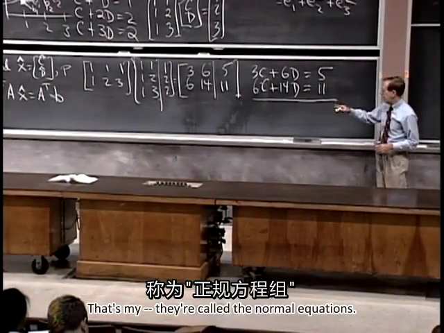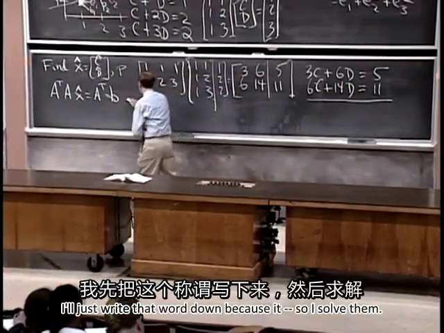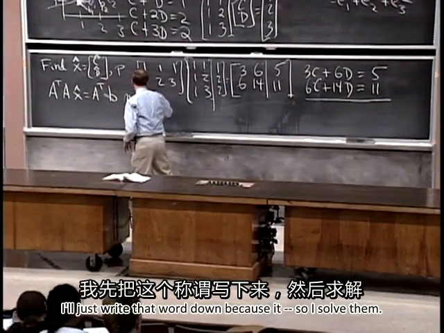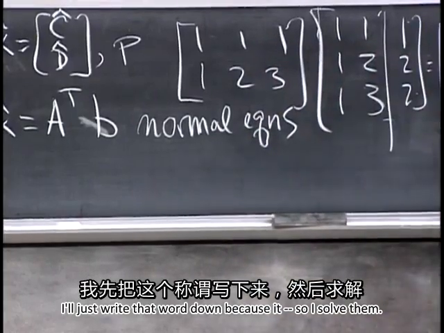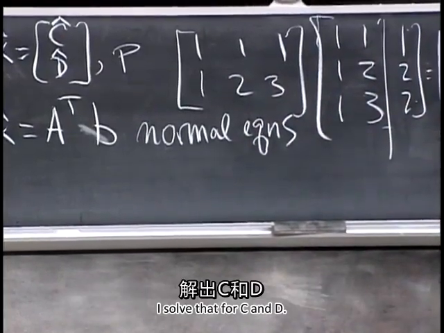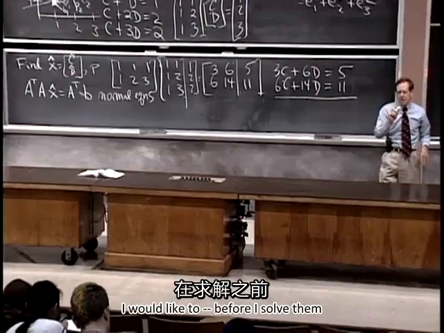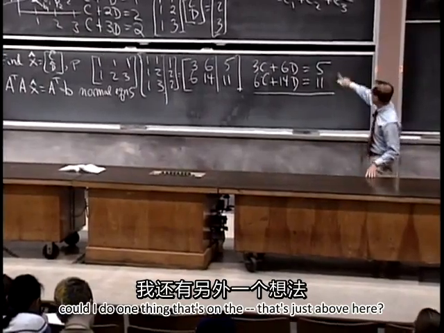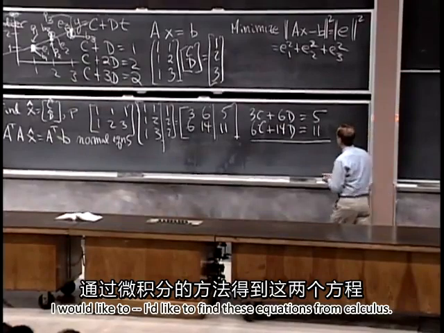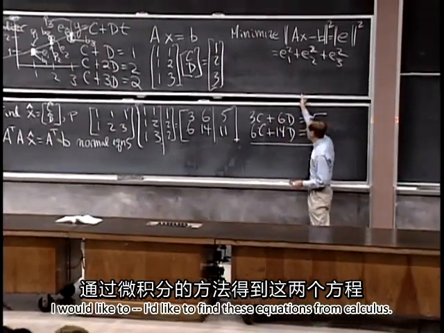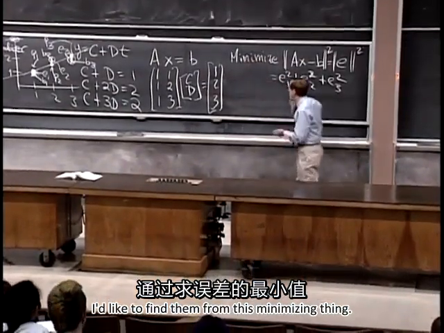They're called the normal equations. I'll just write that word down. So I solve them. I solve that for C and D. But before I solve them, could I do one thing that's just above here? I'd like to find these equations from calculus, from this minimizing thing.